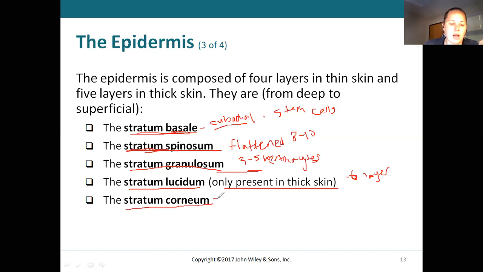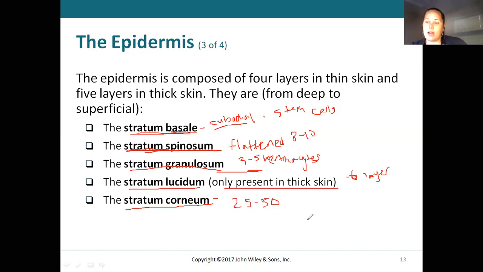Stratum corneum, this is kind of our last layer, and this is one of our thicker layers. You've got 25 to 30 cell layers of keratinocytes that are present here. There are no organelles present in these keratinocytes at that point in time. They've completely died. And these are going to be the keratinocytes that are being shed and replaced pretty consistently. So the more superficial that you get, the less alive the keratinocytes are.